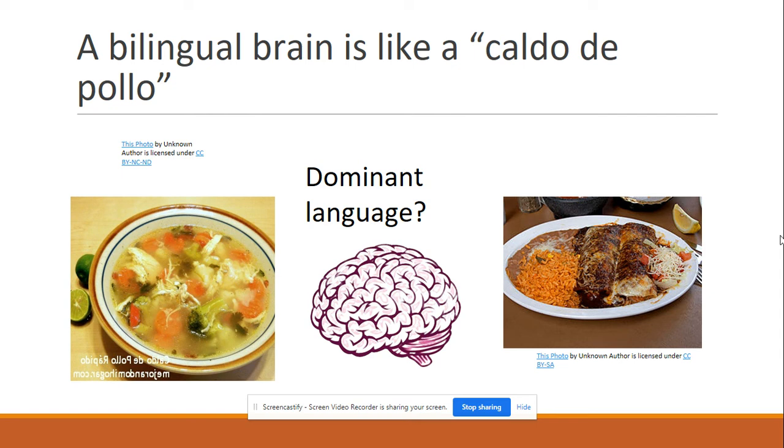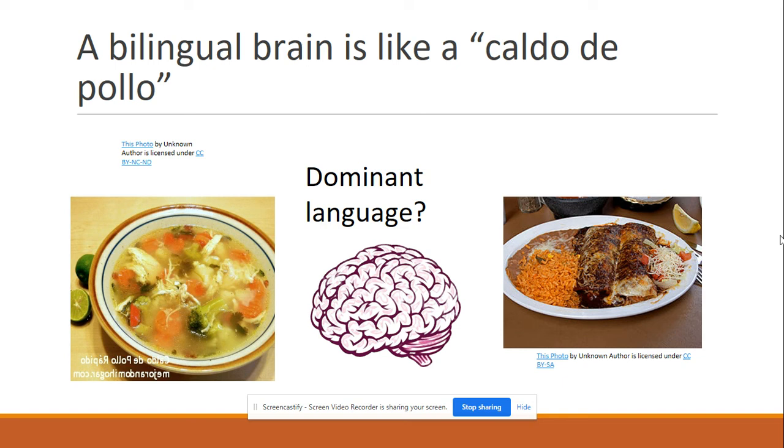So a bilingual brain is like a caldo de pollo. A caldo de pollo has different ingredients and vegetables, and it has all different colors. On the other side, the dominant language just focuses on only one meal. So we can see it that way. This is just one example to explain how a bilingual brain works and how, when you process the language, you are always thinking about how to say that in the other language.